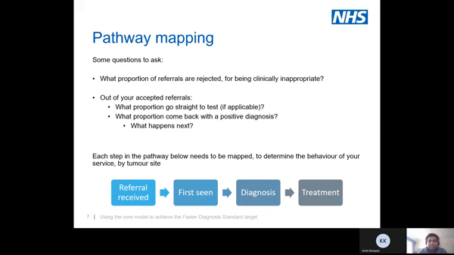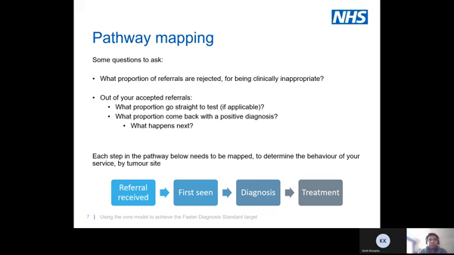What proportion comes back with a diagnosis of cancer, which would then require further interventions downstream of that service? What happens next? Each step in the pathway needs to be mapped to determine how your service behaves by tumour site. And again, it's really important to ensure that you are having those conversations between services and you're actually collaborating.